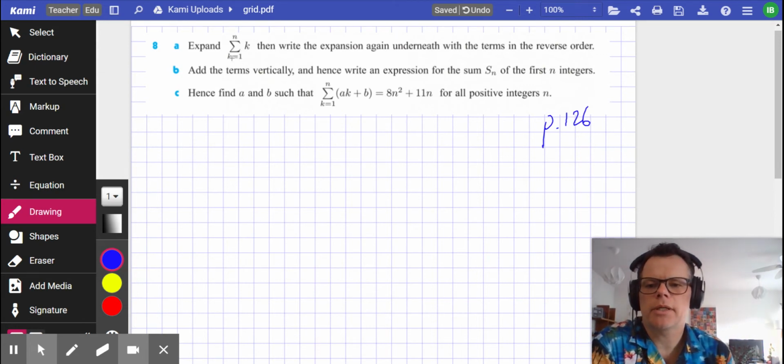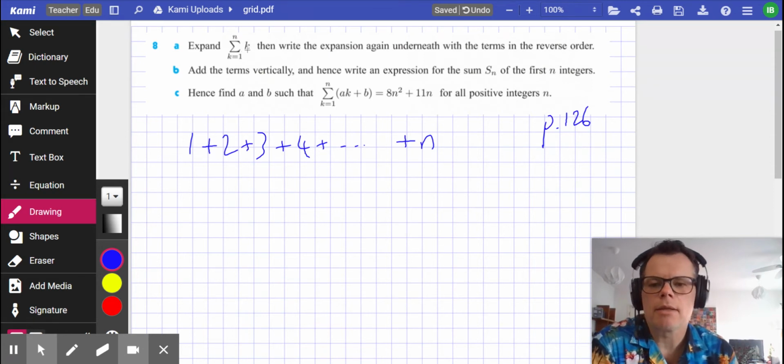So you expand the sum of the first k numbers from k is 1 to n. So if k is 1, k is 2, k is 3, k is 4, all the way up to n, that's what it looks like. That's what that means. k is 1 to n: k changes from 1, 2, 3, 4, 5, 6, 7, 8, 9 all the way up to a number n, and that there means sum of. So you add them all up.